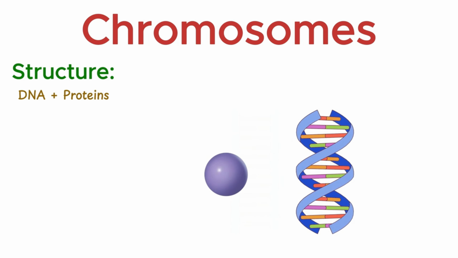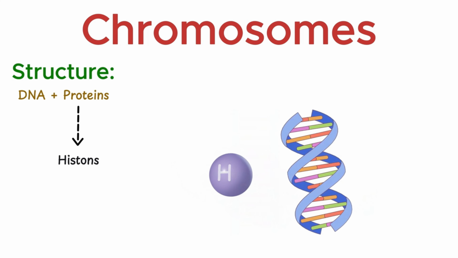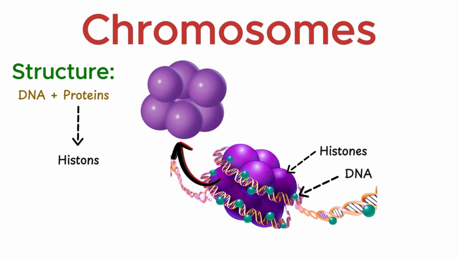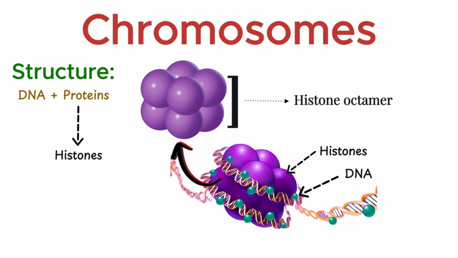Then comes the protein part. These are special proteins called histones. DNA wraps around these histones. Histones are typically arranged in groups of 8, forming a structure called a histone octamer. This octamer serves as the core around which DNA is wrapped to form a nucleosome, the basic unit of chromatin. Each octamer consists of 2 copies each of 4 different histone proteins, H2A, H2B, H3, and H4.